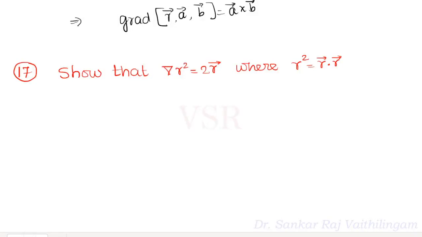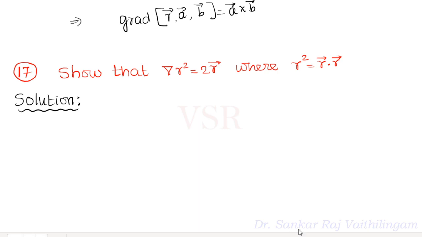Problem: show that del r square is equal to 2r vector, where r square is r vector dot r vector. So we'll show this. Solution: r vector is nothing but the position vector.